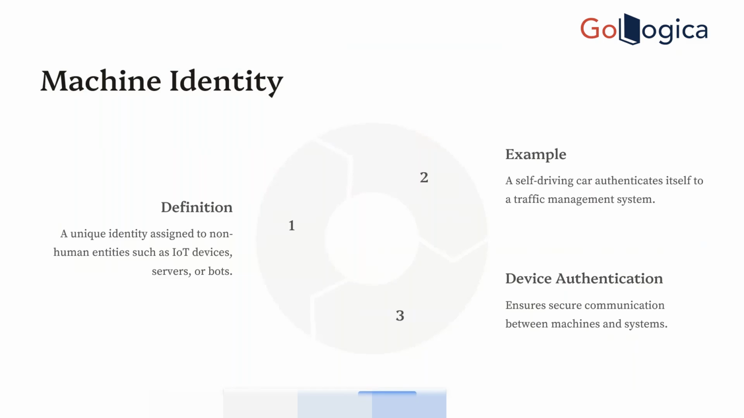What's the example for that? A self-driving car authenticates itself to a traffic management system. So machine identity is a unique identity which is non-human. We can take the example of a self-driving car. It will authenticate itself. It knows that whatever signal comes in front of the car, it will work accordingly. So these machines help us in that way.